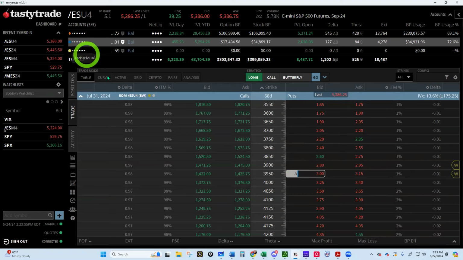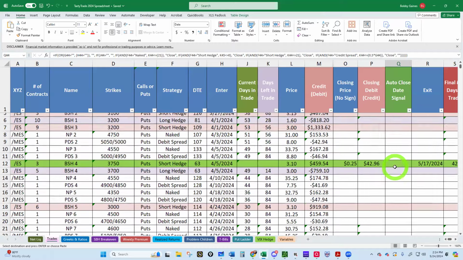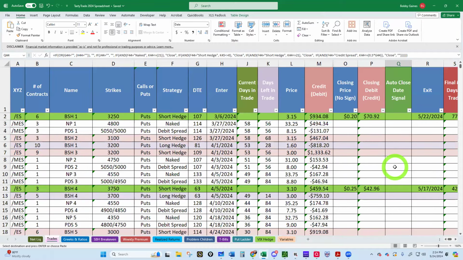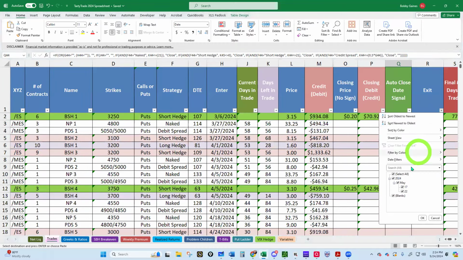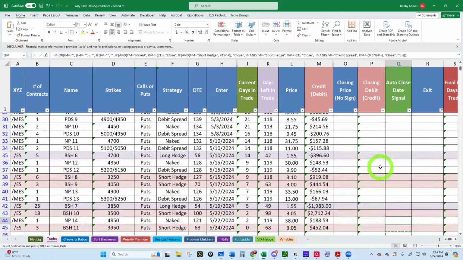So now it's time to do our 111s. Let's see if anything says that we should close it yet. I'm looking for auto close signal dates here. Everything looks really good. Let's get rid of these. Here's how you do your zero stuff. You just show your blanks, right? And it takes the other stuff out. There you go. So this is just your open positions now.